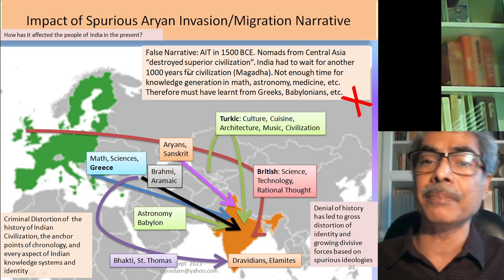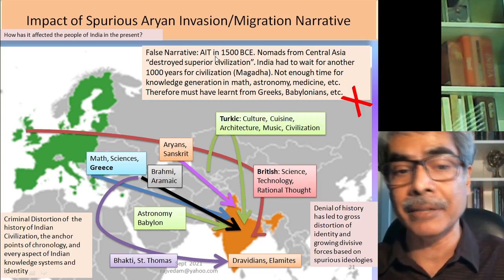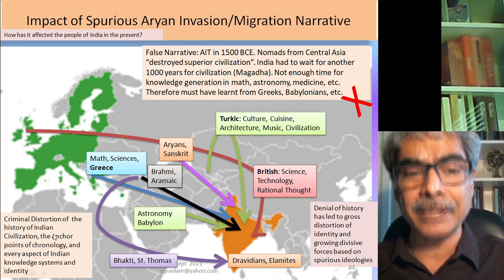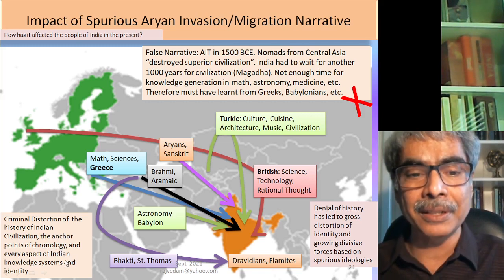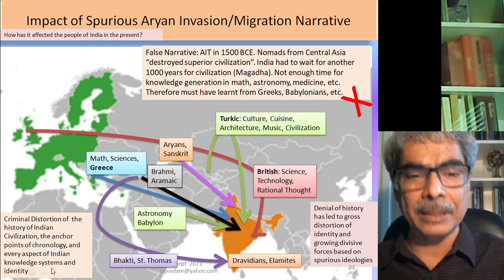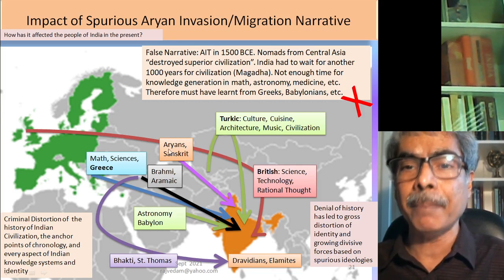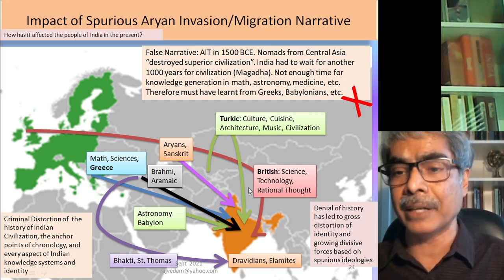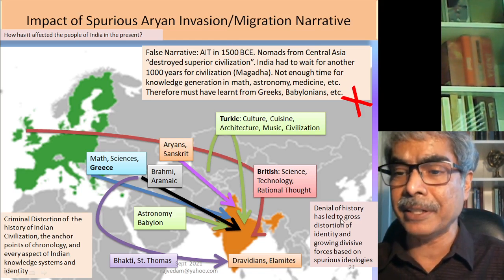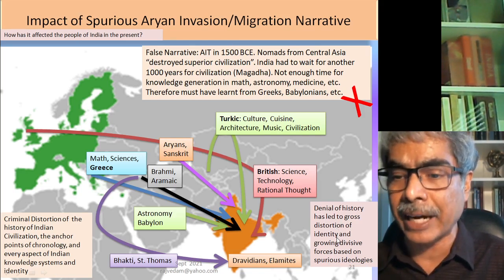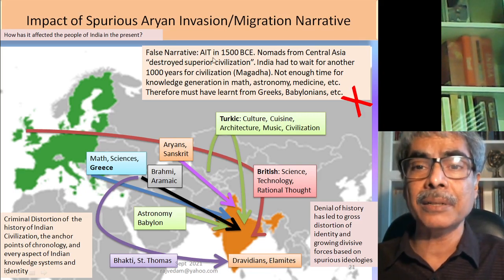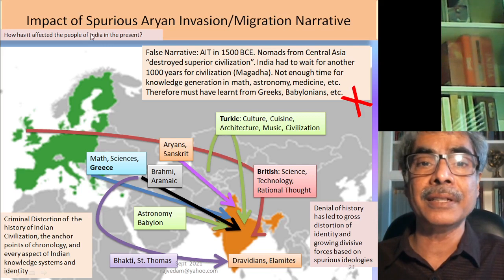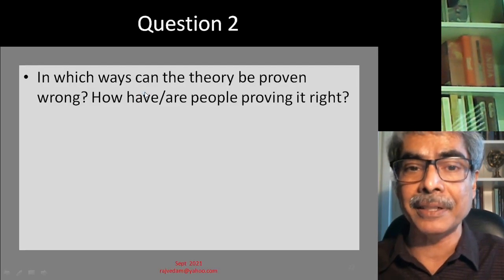impositions on Indian history because of the Aryan constraints of this Aryan invasion theory. So we are seeing a criminal distortion of the history of the Indian civilization. All the anchor points of Indian chronology, and every aspect of Indian knowledge systems and identity has been distorted primarily because of this constraint of Aryan invasion theory. So denial of history has led to a gross distortion of identity, and today we see growing divisive forces in India based on these spurious ideologies. That is how this spurious Aryan invasion theory is affecting the people of India in the present times.